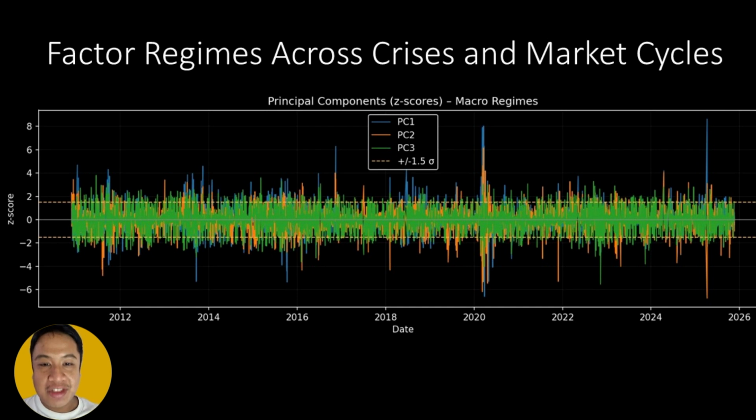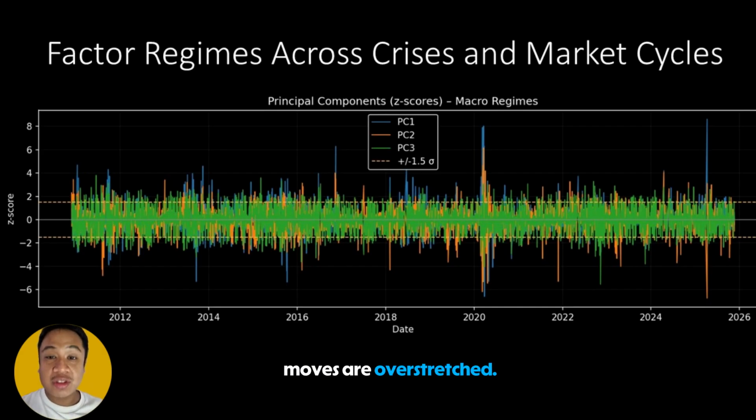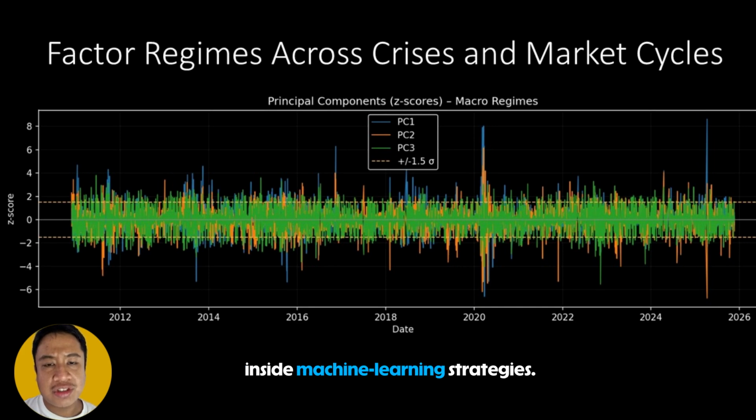You can do something similar with PC2 and PC3. PC2 extremes could tell you when rate moves are overstretched. PC3 extremes could be an early warning on dollar shocks that hurt Indonesian bonds or FX. The idea is not that PCA magically predicts prices, but that it gives you clean, orthogonal macro factors you can plug into any model: position sizing, regime switching, or even as extra features inside machine learning strategies.